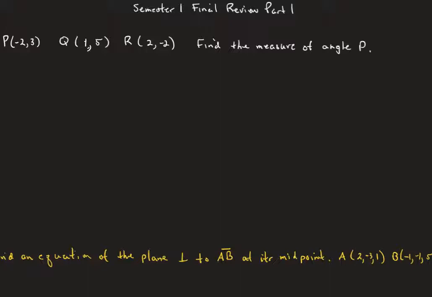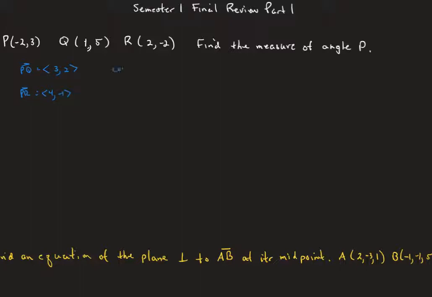So to find that angle, we're going to need to know what is PQ and what is PR. We need those vectors. So PQ, we're going to go tip minus tail. 1 minus negative 2 is 3. 5 minus 3 is 2. And PR will be 2 minus negative 2 is 4. Negative 2 minus 3 is negative 1.